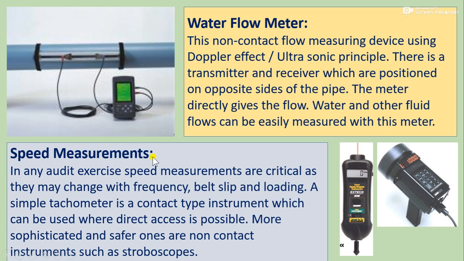In case of speed measurements, there are two types: contact type and non-contact type. Contact types are simple tachometers, which are used to measure the speed, and stroboscopes are the non-contact type.